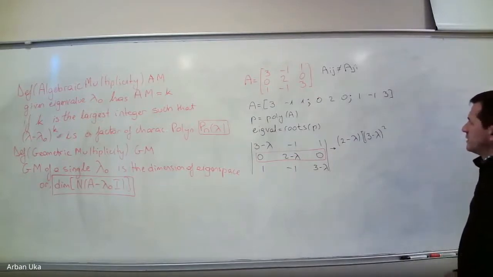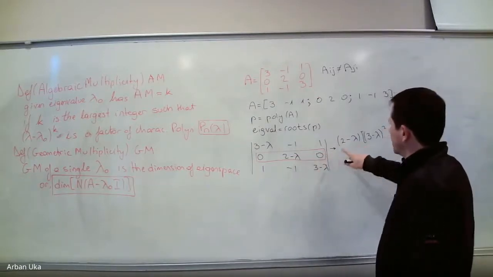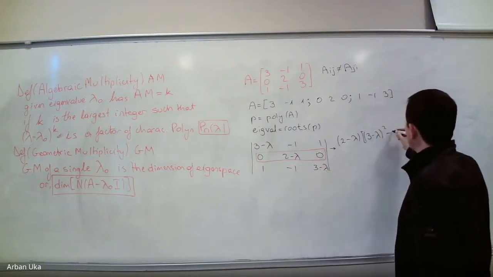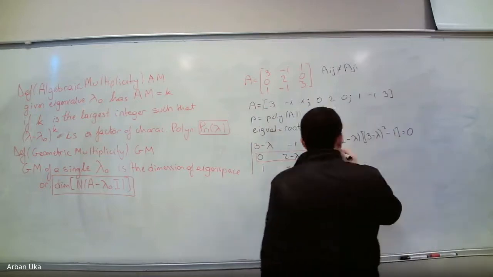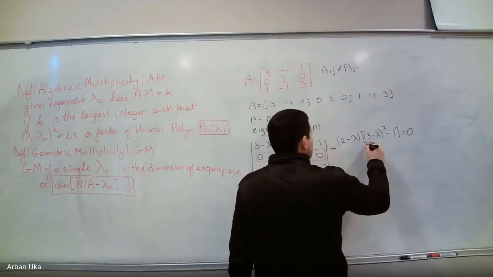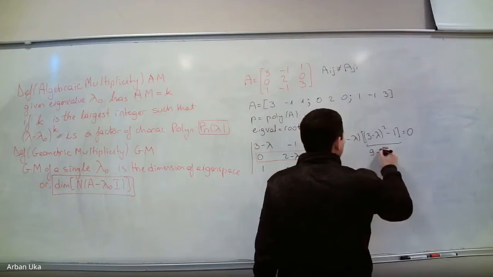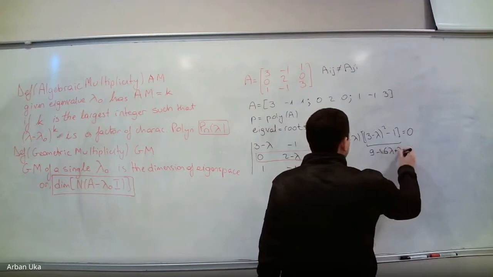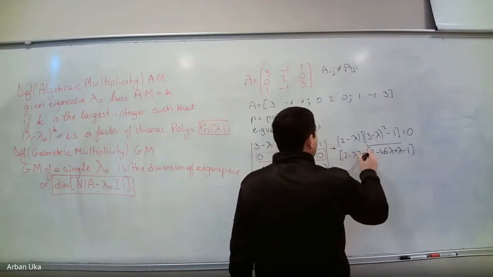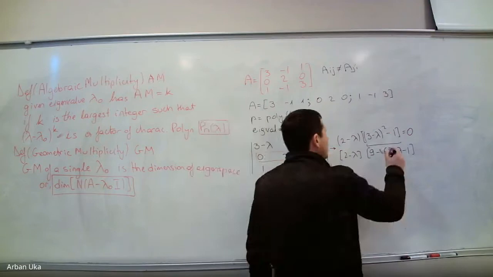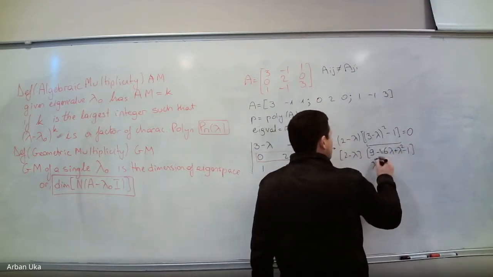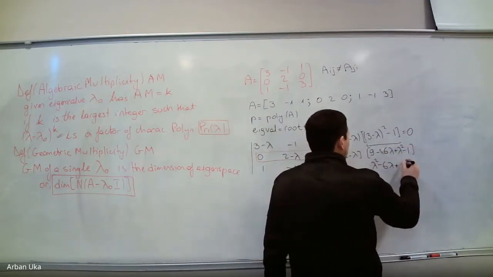And here we have the determinant of this matrix is 2 minus lambda times 3 minus lambda squared minus 1. This is equal to 0. Then let's expand it again. So this is 9 minus 6 lambda plus lambda squared, minus 1, times 2 minus lambda. And let's see if we can factor out this term. This is lambda squared minus 6 lambda plus 8.